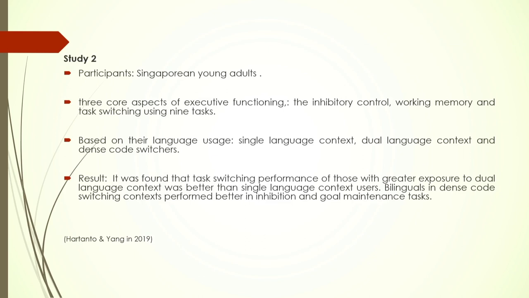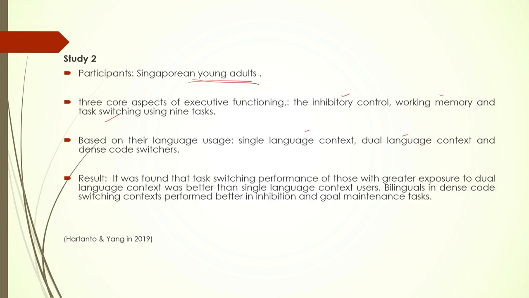In yet another study, again on Singapore, this time on young adults, they used tasks on inhibitory control, working memory and task switching. Altogether they used 9 tasks, and they also devised a new language history questionnaire, a language usage questionnaire, that takes into account the language used in different kinds of contexts. The contexts are then mathematically calculated to put participants into single language, dual language and dense code switching contexts. So there is this questionnaire, and there was this set of 9 tasks.